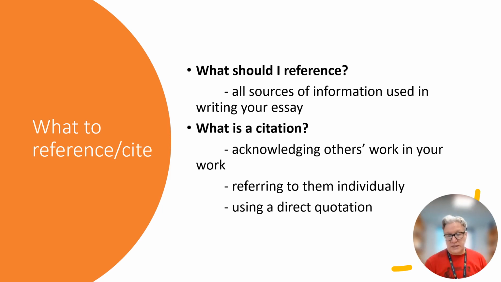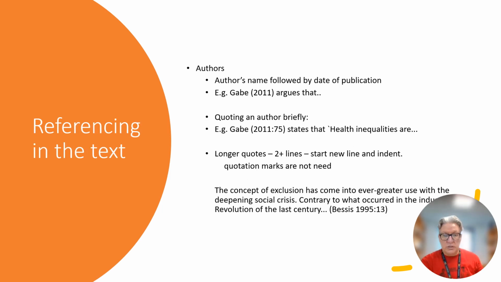Now, what is a citation? A citation is an acknowledgement of other people's work in your work, and it refers to them either individually or as a group, and can use a direct quotation. So I'm going to deal with citations first, and I'll deal with bibliographies afterwards, right? Now, when we're referencing in text, so we're using citations, the system that we use, the APA system, is actually really, really simple, right?